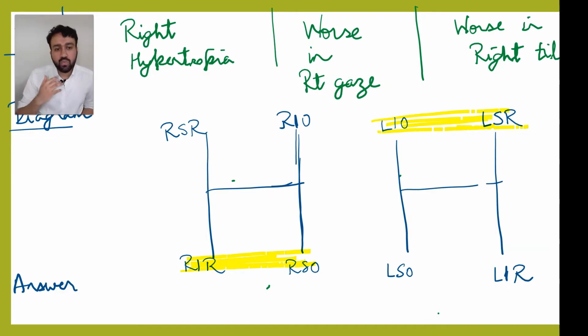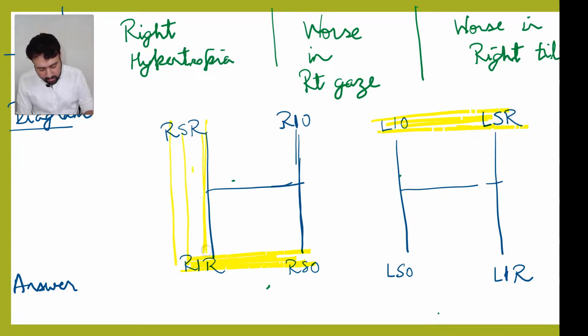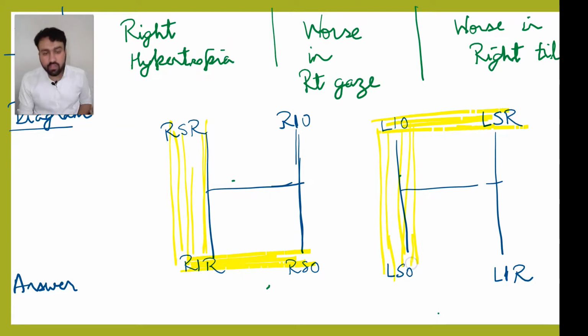Now, it is worse in right gaze. So we said that if it's right, then you just have to highlight the pair that is on the right side of the H diagram. So we've got these two, correct? The third one is worse in right tilt. Okay, so worse in right tilt means that right eye intorters are poor or left eye extorters are poor.